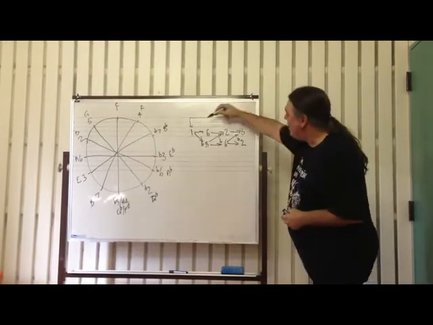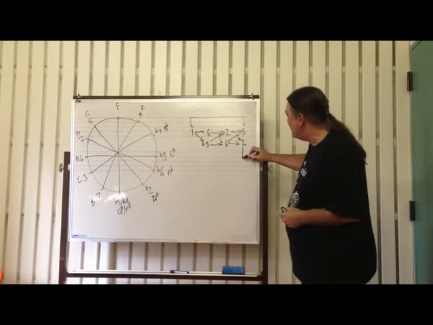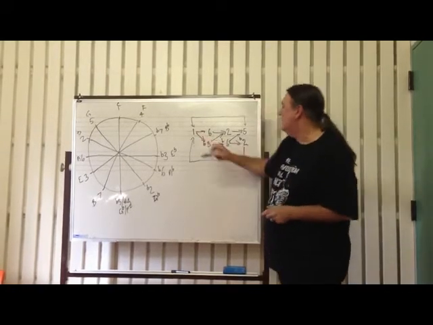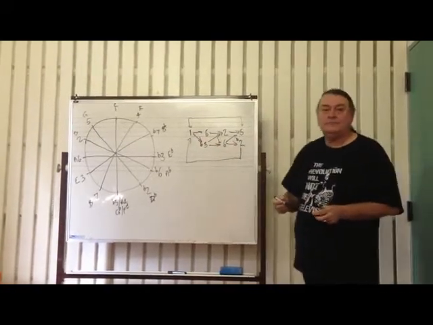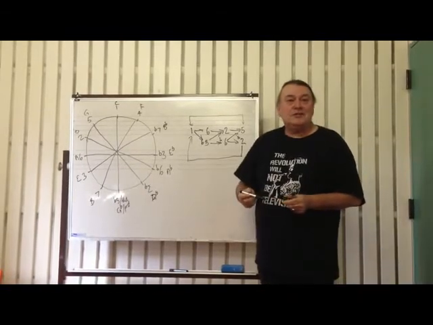Where does 5 go to? 5 goes to 1. Where does flat 2 go to? Down a semitone, which takes us back home again to 1. And that's it, guys, in a nutshell.